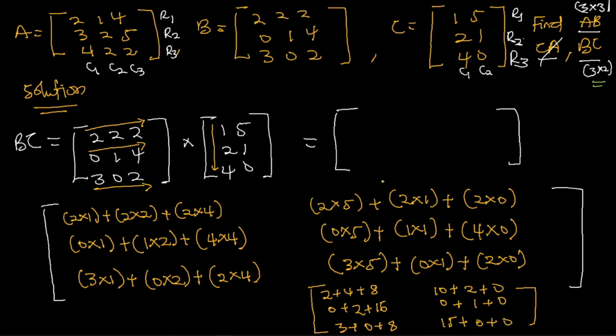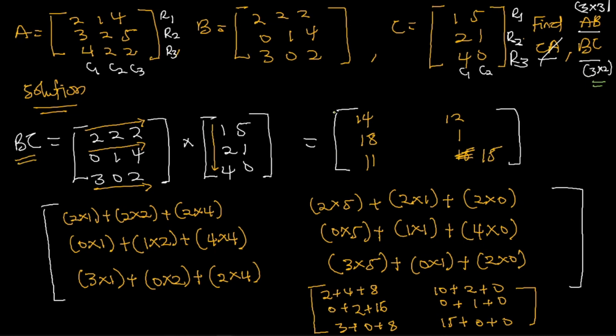So what it means is that my final answer is going to be 2 plus 4 plus 8, which is 14. Then 10 plus 2 plus 0 gives me 12. Then I have 2 plus 16, that is going to give me 18. Then I have 0 plus 1 plus 0, that is going to give me 1. Then I have 3 plus 8, that is going to give me 11. Then I have 15 plus 0 plus 0, this is going to give me 15. So this is our answer if we multiply B by C, and let's see whether it is a 3 by 2 matrix.